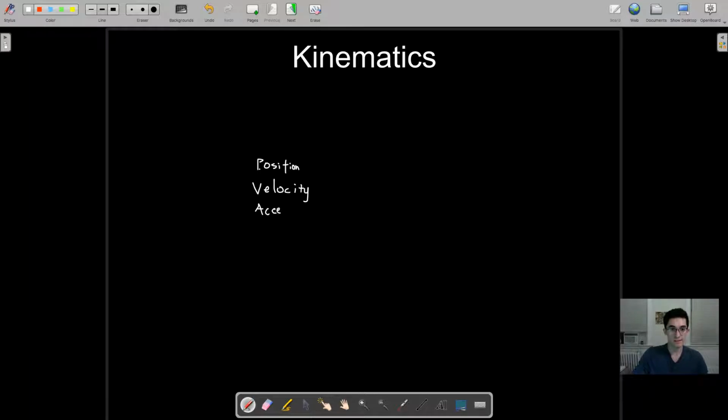And kinematics only really applies if we have a constant acceleration, okay? Or at least kinematics with just algebra. If we have a constant acceleration, then we are able to use kinematics. So for this unit, we're going to be describing the motion of objects that have a constant acceleration.